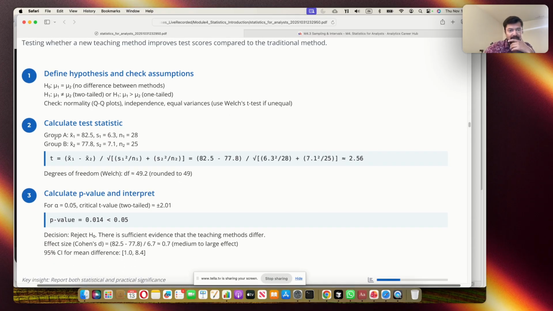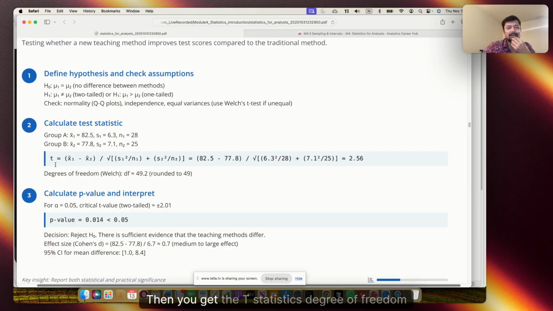So for group 1, let's say the mean is 82, and the mean for group 2 is 77, with standard deviations of 6.3 and 7.2, and n1 is 28, n2 is 25. Then you get the t statistic and the degrees of freedom, which is around 49, rounded to 49, because it depends on how many samples you have. You can compute the degrees of freedom. Here you subtract mean 2 from mean 1, and then for each sample you get s1 squared divided by n1, s2 squared divided by n2, and that's how you do it completely from end to end.